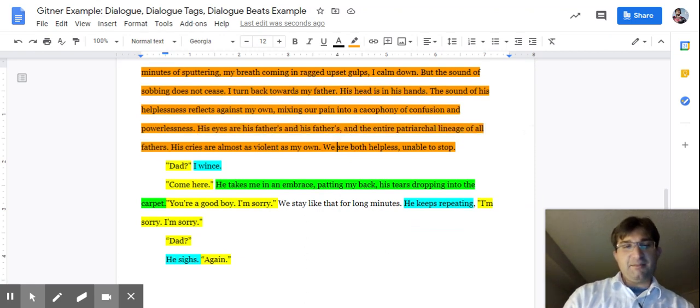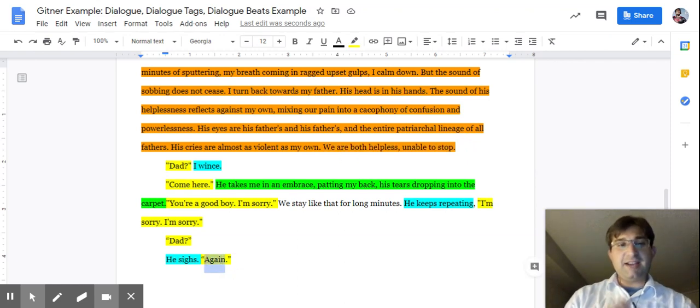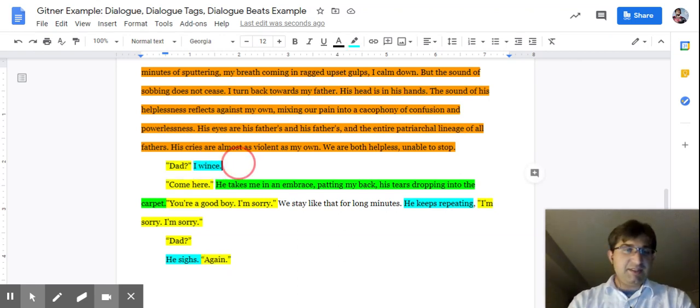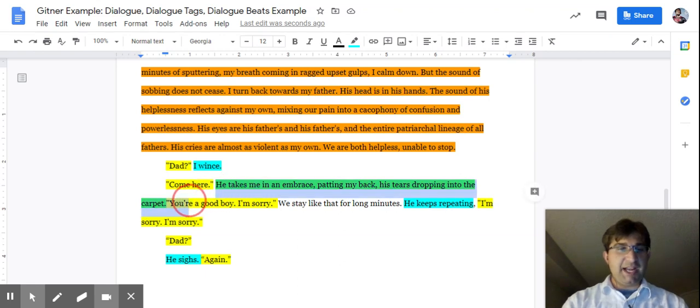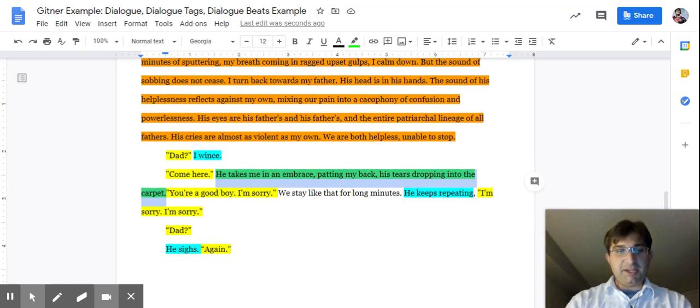But then at the same time, we're both helpless, unable to stop, and that kind of connects to that ending of the story, that single last line of dialogue again, right? Something about hurt people, and we just keep repeating the things until we find a way to break out of them. You have that dialogue to "I wince," right? Wince is kind of like flinching, but it's like if flinching was talking. Then this one, "he takes me in an embrace, patting my back, tears dropping onto the carpet," right? So that's in between these two things to indicate who's speaking here.